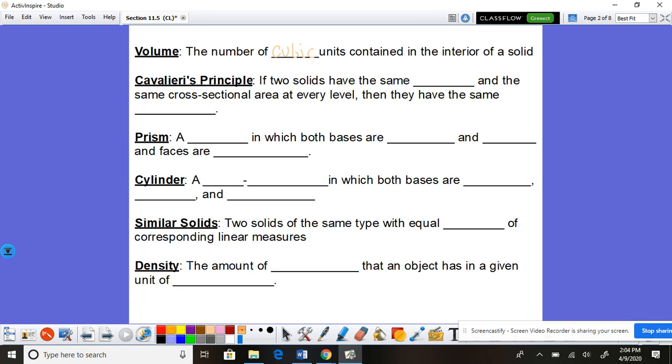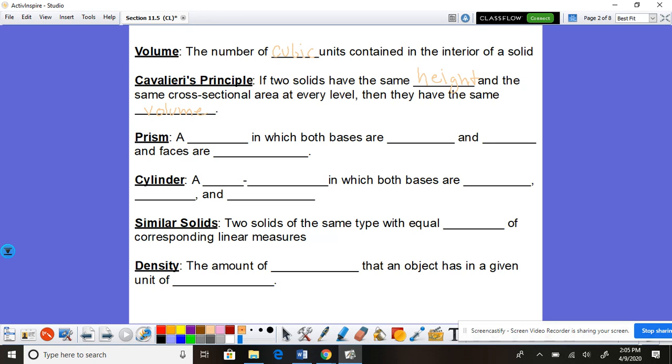Cavalieri's principle is a very, very important thing, but don't go and look it up and research it because it can be very, very complicated if you don't understand it. Your book mentions it, so we'll mention it, but you don't really need to do anything other than just know what it is. So Cavalieri's principle: if two solids have the same height and the same cross-section at every level, then you conclude that they also have the same volume.